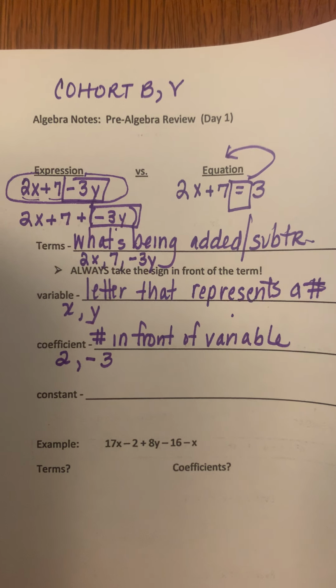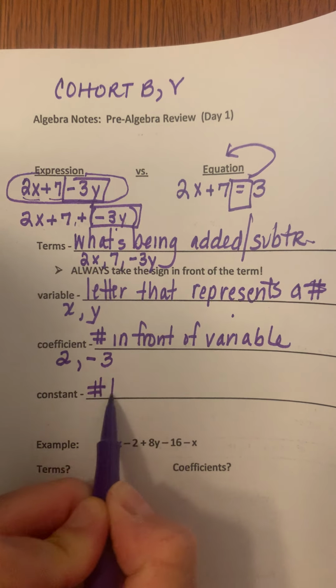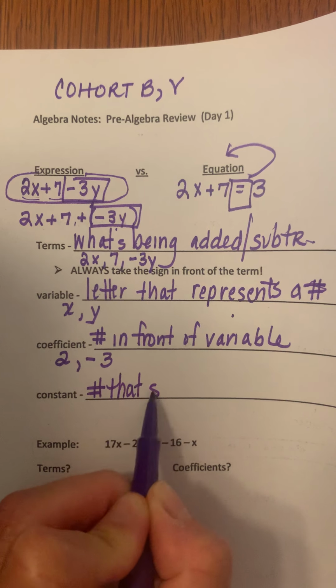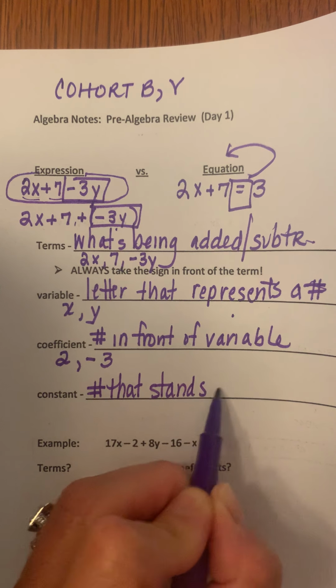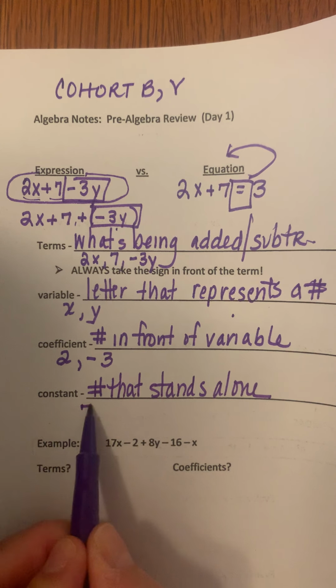The constant is that 7 that's just standing there alone. So a constant is a number that stands alone. Okay, and that would just be that 7.